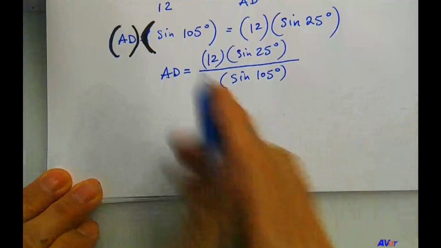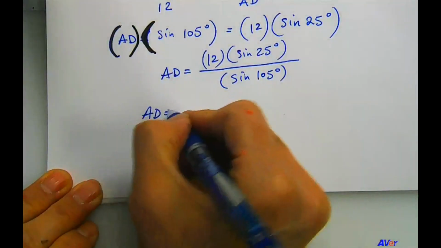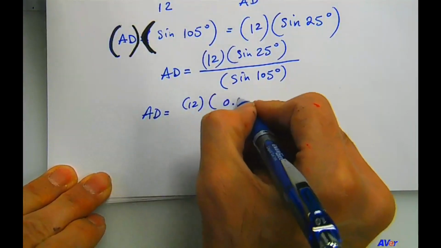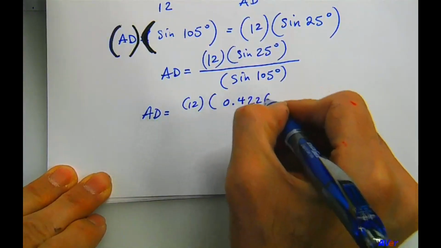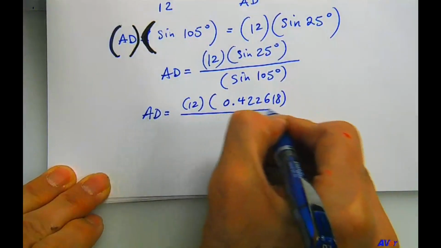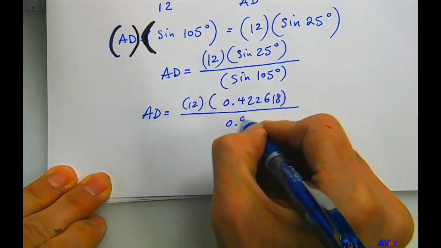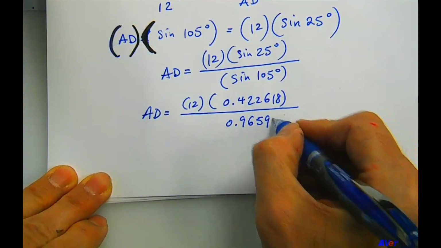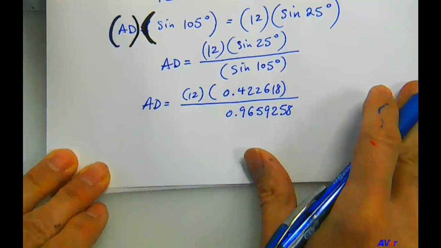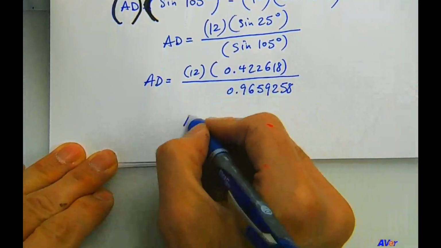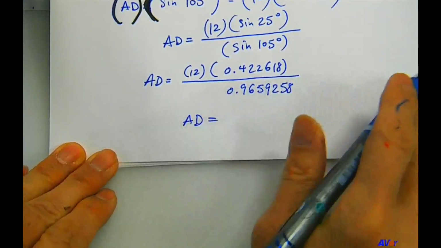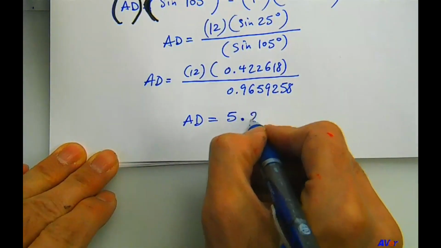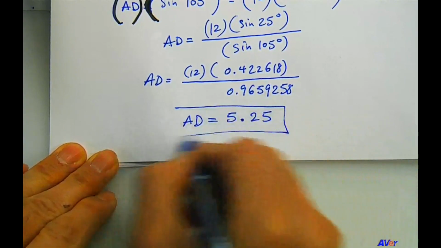Okay, so here are the values that I used off of my calculator. 12 times 0.4222618 divided by 0.9659258. And finally, AD is equal to, I rounded the final answer to 5.25 units, like that.